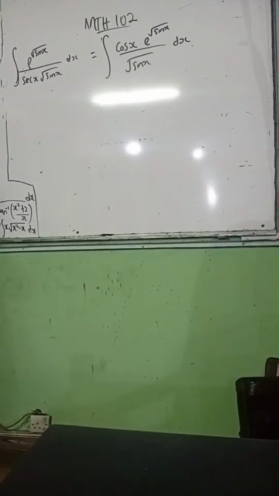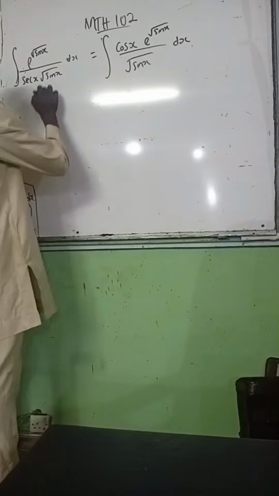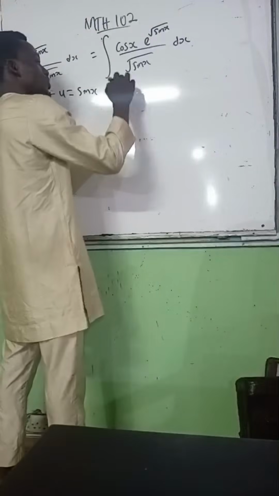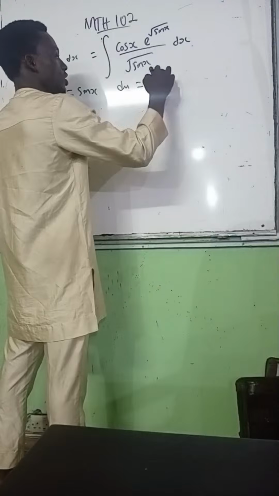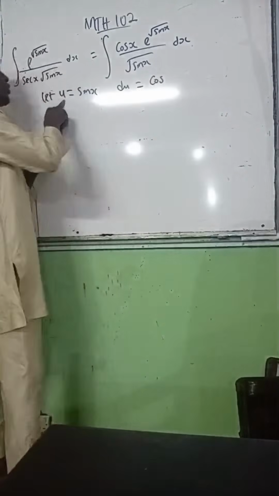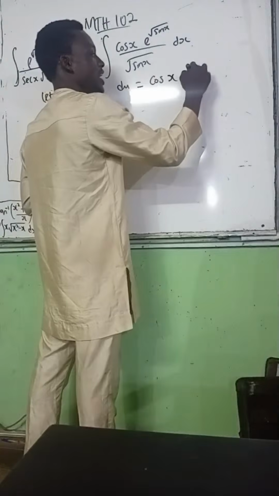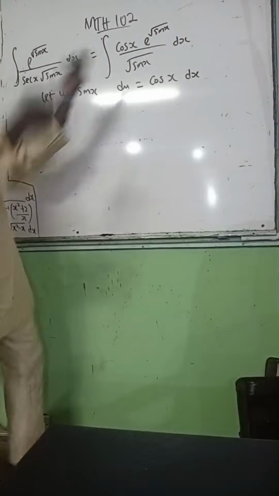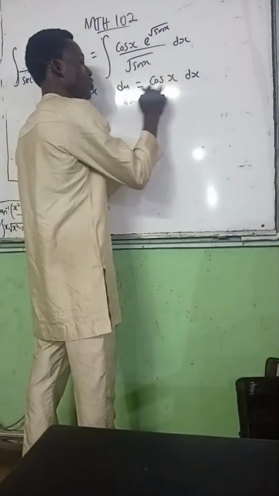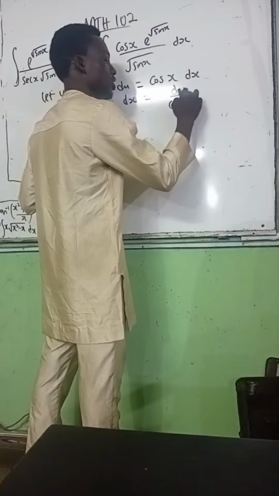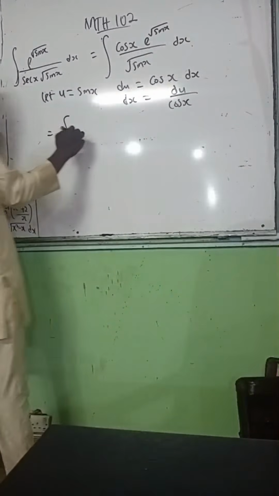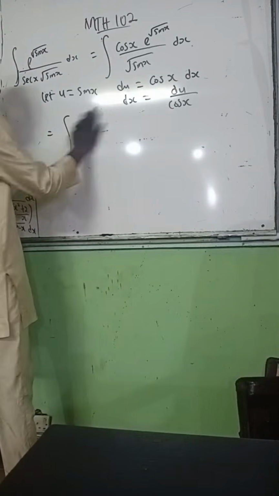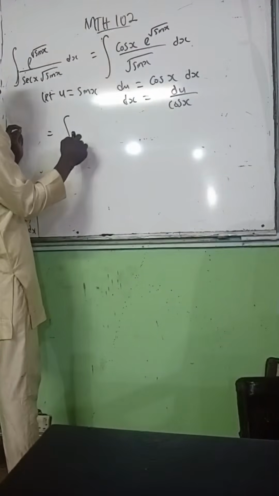U equals sine x. Clap for yourself. I said you should clap, you're not clapping. Wow. So du equals to what? If u is sine x, du equals cos x dx, or du over dx is cos x. So dx equals du over cos x. So the question becomes integral of e raised to power u divided by cos x, which is what?